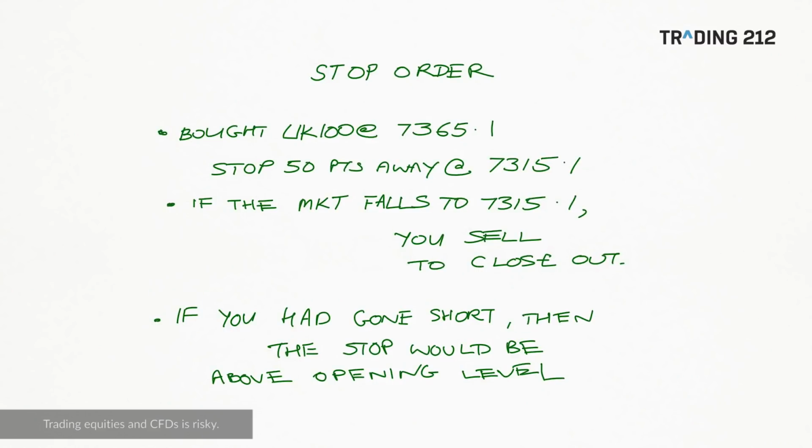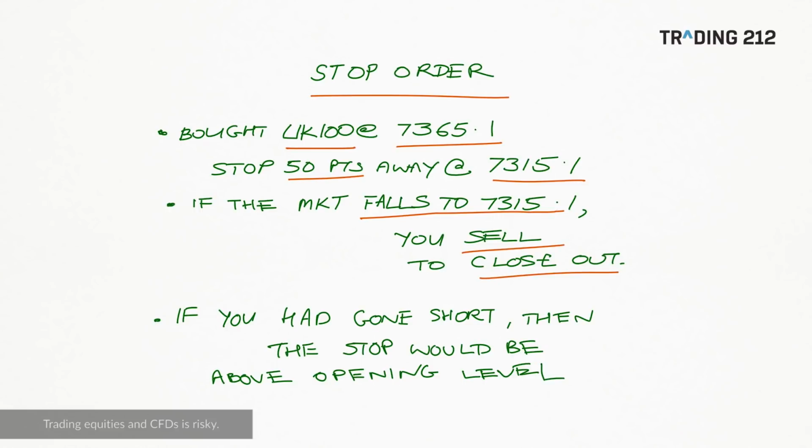So in our example of using a normal stop order, we bought the UK 100 index at 73.65.1. We want the index to rise, but we put a stop on to protect us 50 points below at 73.15.1. And if the market falls down to that level, then our instruction to deal is carried out. We sell at the market and we close out our position. Now, if we'd gone short, if we'd sold the market, then the stop, of course, would go higher, 50 points above the opening level.